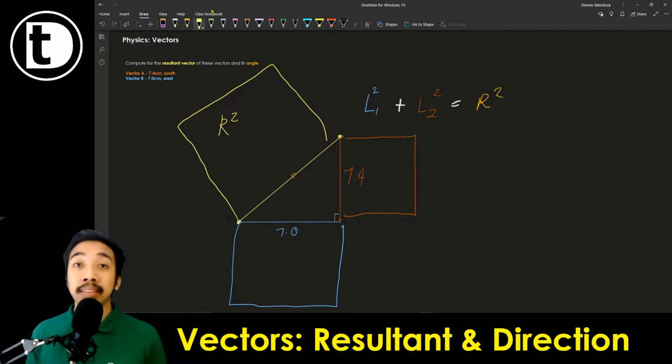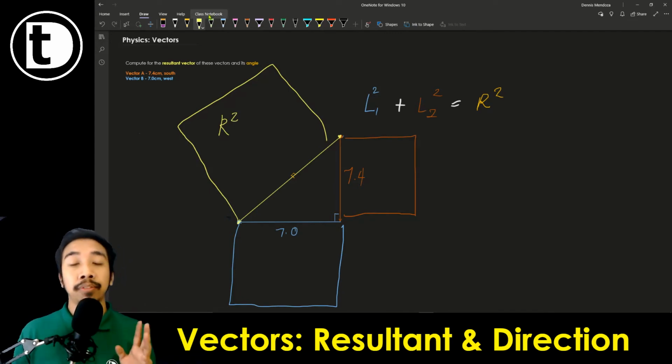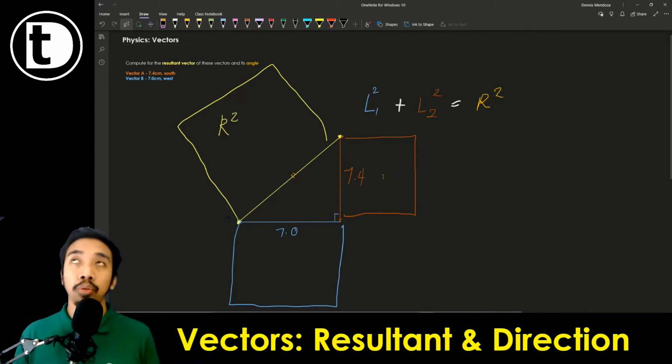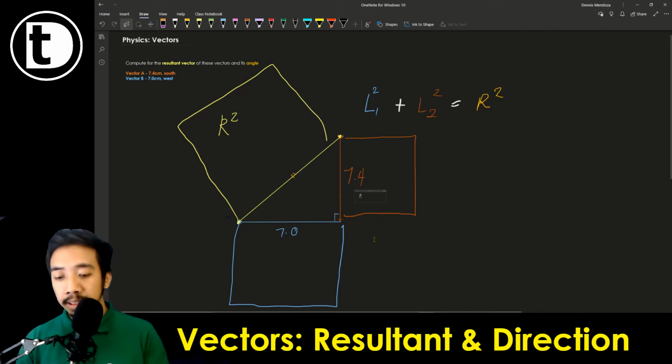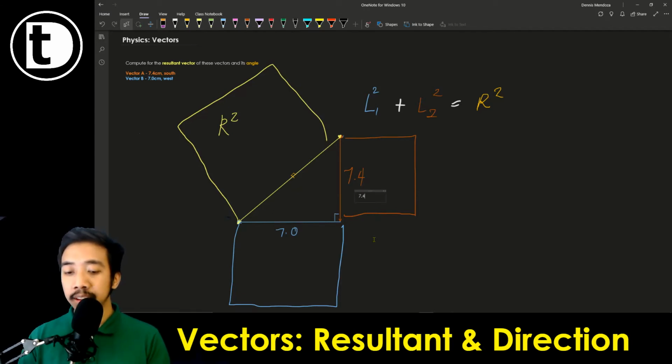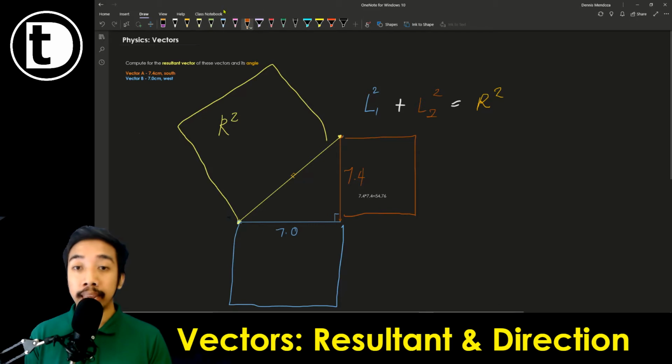Okay, so ang maganda sa OneNote, you can just type the values or the figures and you will be able to know the answer. So what I mean is that if you write the multiplication sentence such as 7.4 times 7.4 equals, and then hit spacebar or enter, and you will have an answer which is 54.76. So ibig sabihin yung ating L sub 2 squared ay 54.76. So 54.76 daw yung area na 'to.